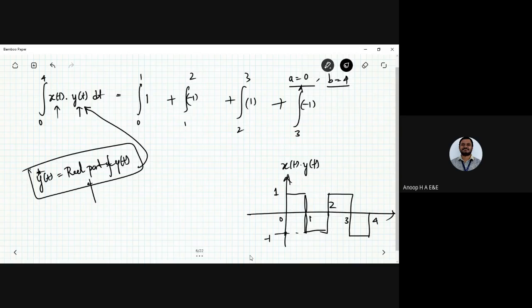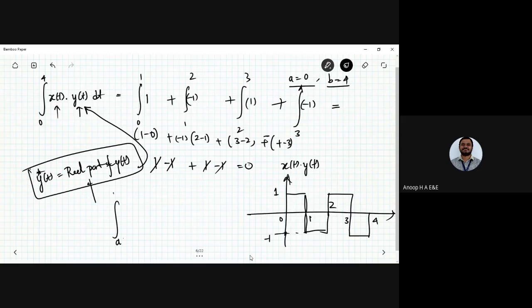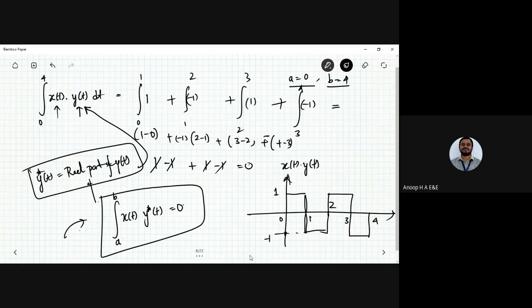If you evaluate this integral, what would be the evaluation? This is 1 minus 0, plus with a minus sign 2 minus 1, plus 3 minus 2, plus 4 minus 3 with a negative sign. So 1, then 2 minus 1, that is minus 1, this 1 gets cancelled, plus 3 minus 2, that is 1, plus 4 minus 3 with a negative sign, that is minus 1, which equals 0. So we can say that evaluated over the interval a to b, x of t and y star of t would be equal to 0. Hence the orthogonality of the signal is valid.